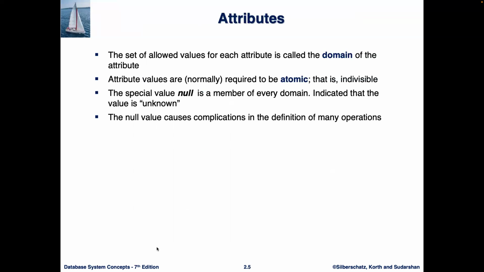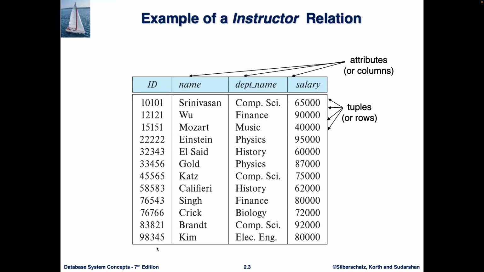Attribute values are normally required to be atomic, that is indivisible. That means if we look at these attributes, name, department name, these are atomic values. We cannot divide them into more subcategories or subtables.